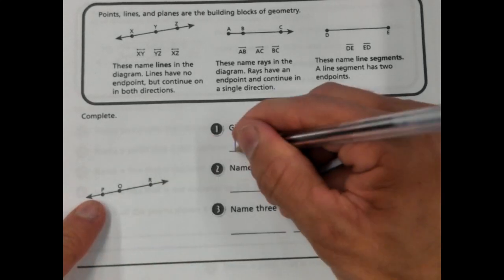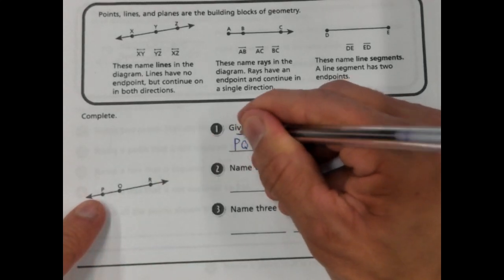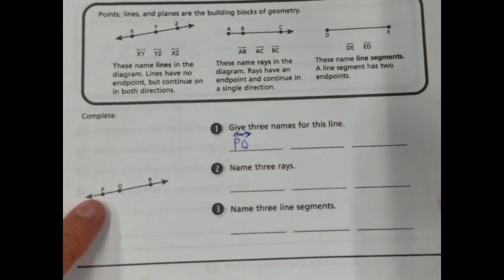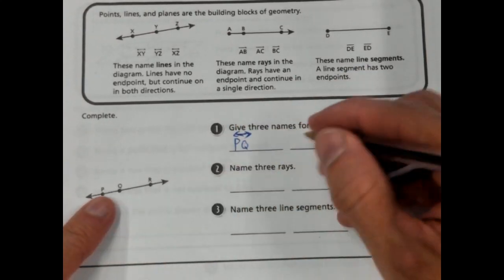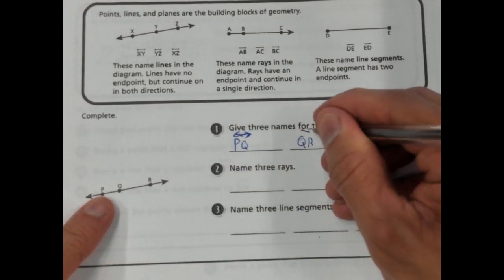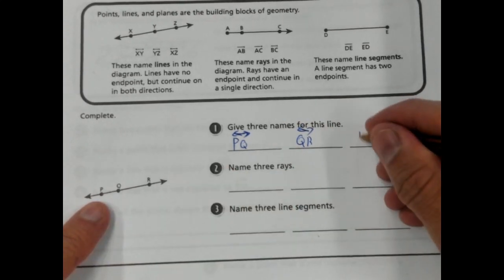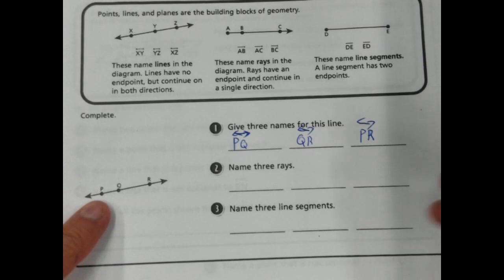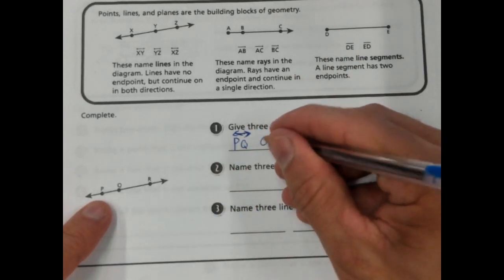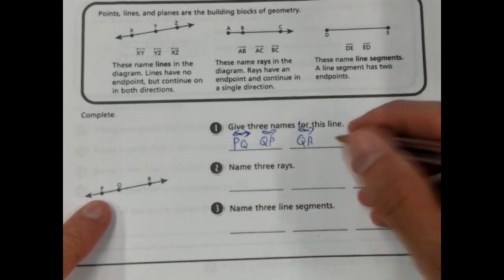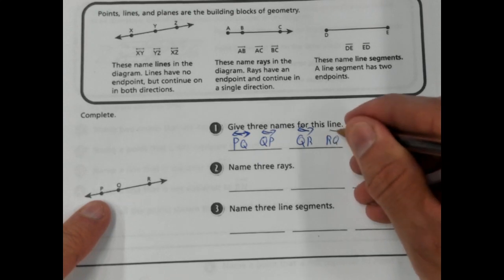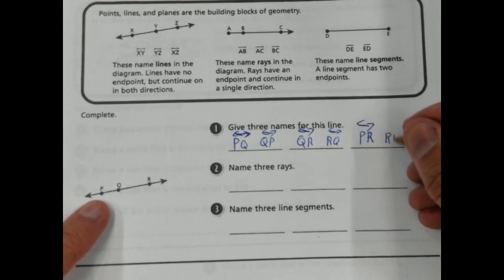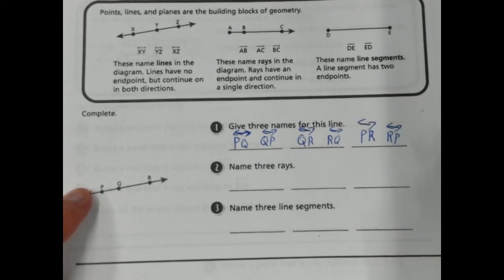So PQ would work. And let's remember to use the proper notation, with a little mini line above it. So PQ. We also have QR. And we also have PR. Now don't forget, you can actually reverse the order. So it could also be QP, and RQ, and RP. Okay.